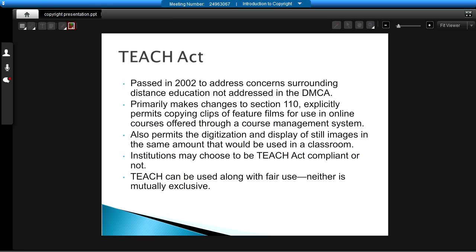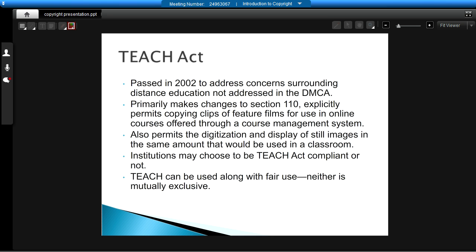It basically makes changes to Section 110, which was the section right before. You saw Section 110.1. The Teach Act is Section 110.2. It explicitly permits you to copy clips of feature films for use in online courses offered through a course management system. So it has to be protected from any public access. It permits you to use clips. That's a very important piece of the language of this law.